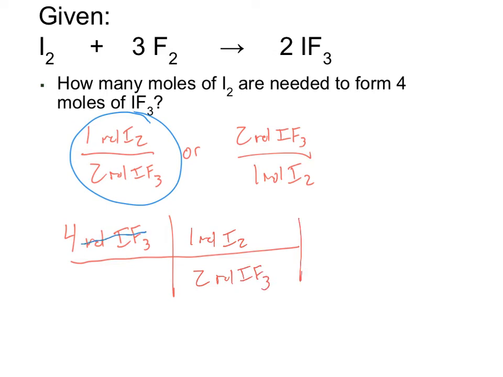And we can see that our moles of IF3 are going to cancel out. I will be left with moles of I2. And so we perform our calculation, and we find that we need 2 moles of I2 in order to form 4 moles of IF3.